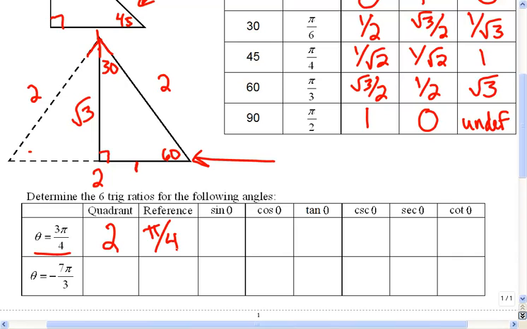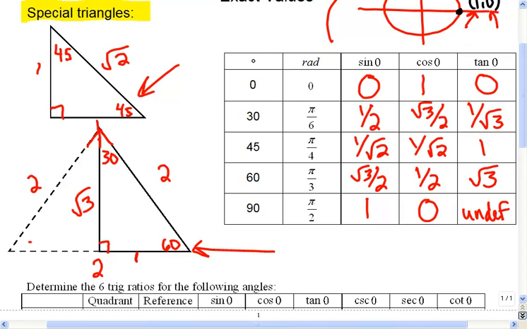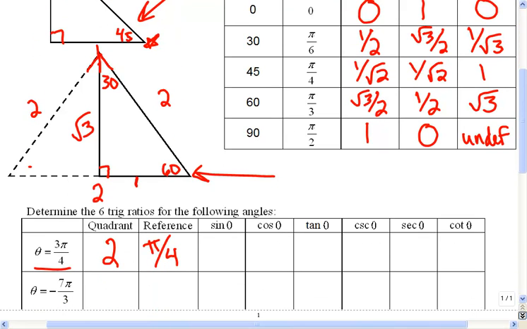So now what we can ask ourselves is, okay, pi over 4 is the reference. What will the sine of pi over 4 be? Well, pi over 4 is 45 degrees. So if I looked here, it would tell me 1 over root 2. So that means the value will be 1 over root 2. The last piece of information I need to check is, will it be positive or negative in quadrant 2? It's positive, so we leave it as it is. It's going to be 1 over root 2.